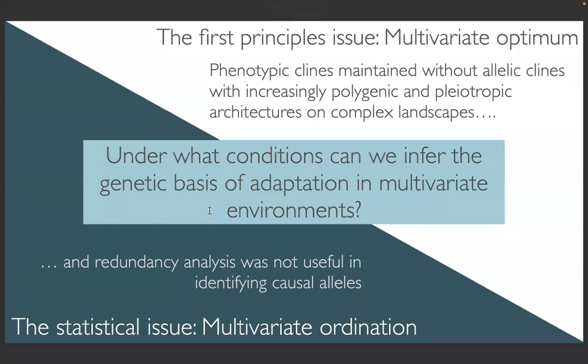So under what conditions can we infer the genetic basis of adaptation in multivariate environments? The converse of what's stated here is that these GEA methods are only going to detect oligogenic traits that are adapting to very simple environments and where the mutations don't have pleiotropic effects on other traits. So this suggests that what we can understand about the genetic basis of adaptation to the environment from genotype-environment associations and even ordination methods is very limited.